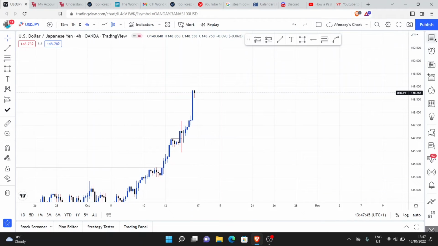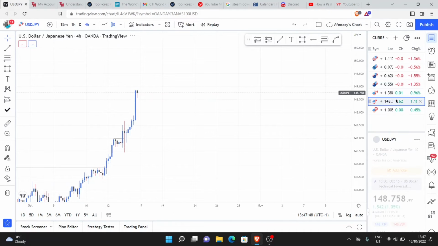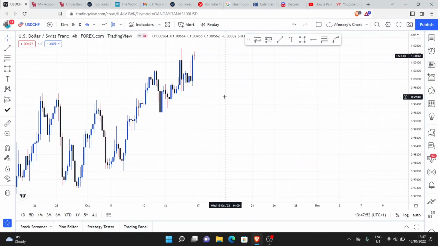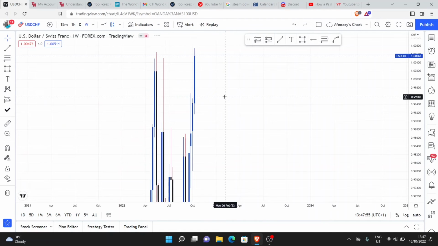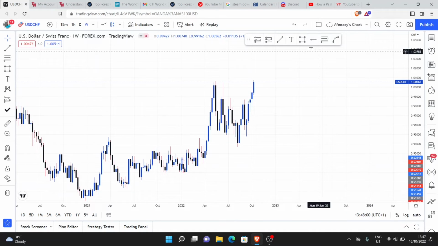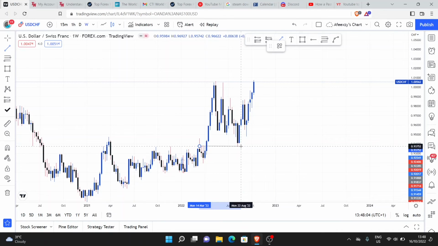Now going to our next pair, which is USDCHF. On our USD Swiss francs, you can see we are also extremely bullish on this pair. As you can see from here, it traded to this OB here, and right now we are making some kind of highs, or some kind of little structure break here.